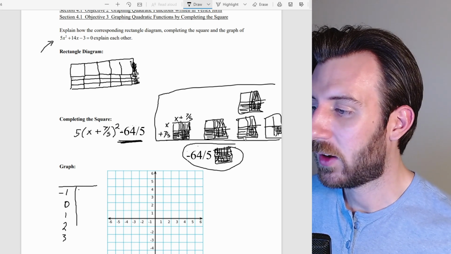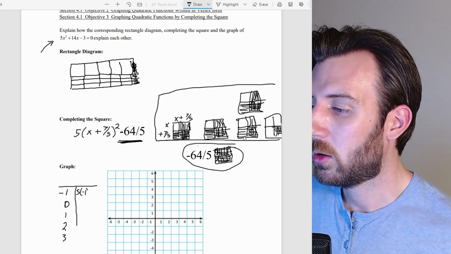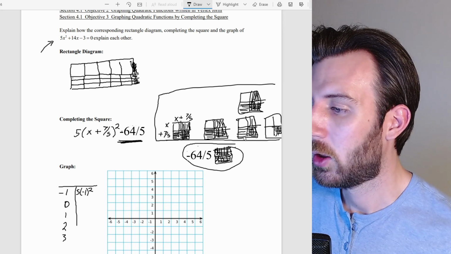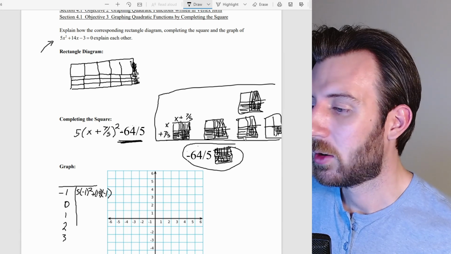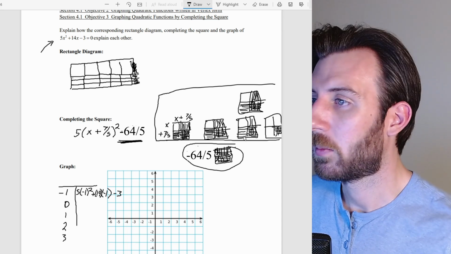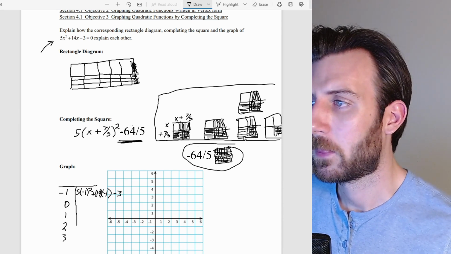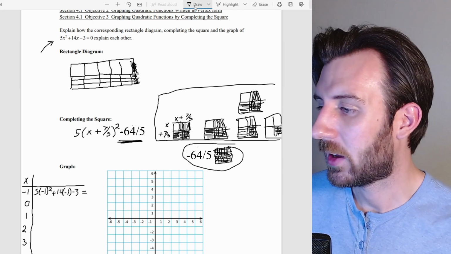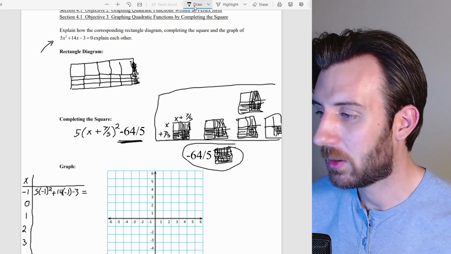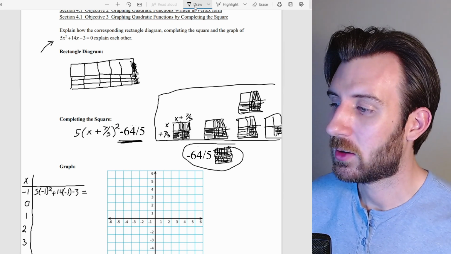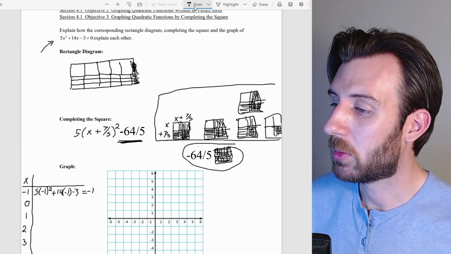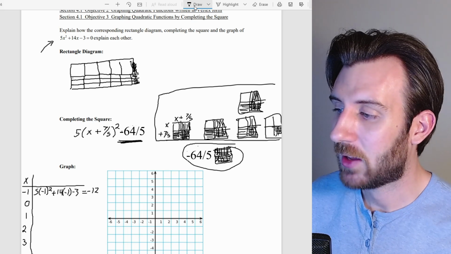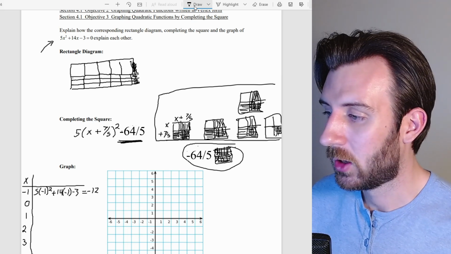So the first thing I'm going to do is 5 times -1 squared plus 14 times -1 minus 3. Let's move all this over a little bit. Okay, and so I can go ahead and solve this entire thing out. Negative 1 squared would be positive 1 times 5 is 5. Minus 14 gets me negative 9. Minus 3 gets me negative 12. So this right here would be a negative 12 for x being negative 1. What if I put in 0?